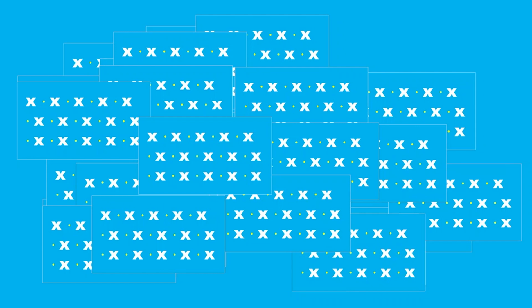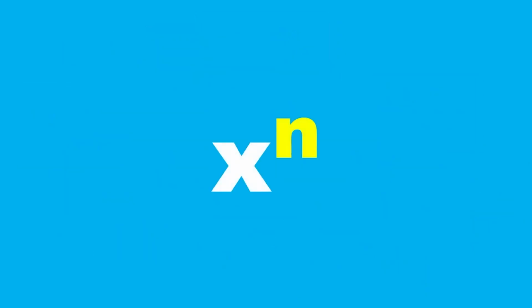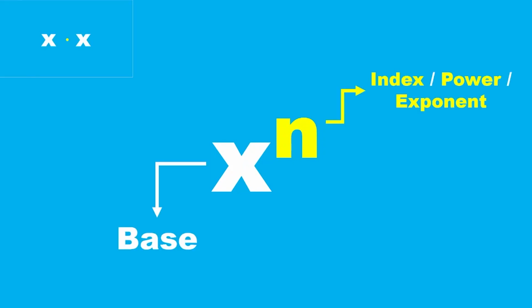We can represent this in the form of x to the power of n. Here, n is the number of times x is being multiplied by itself. Here, x is the base. It is basically the number which is being multiplied by itself. And n, as we already discussed, is the number of times x is being multiplied by itself. It is also known as the index or power or exponent.